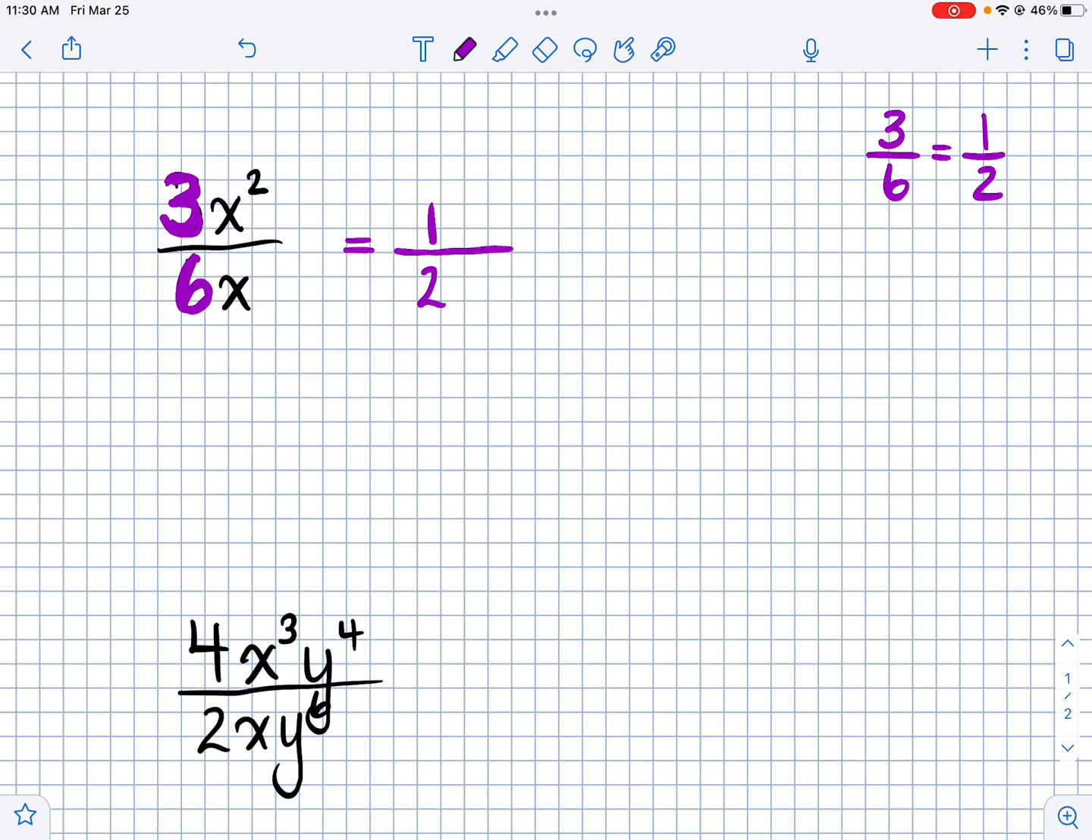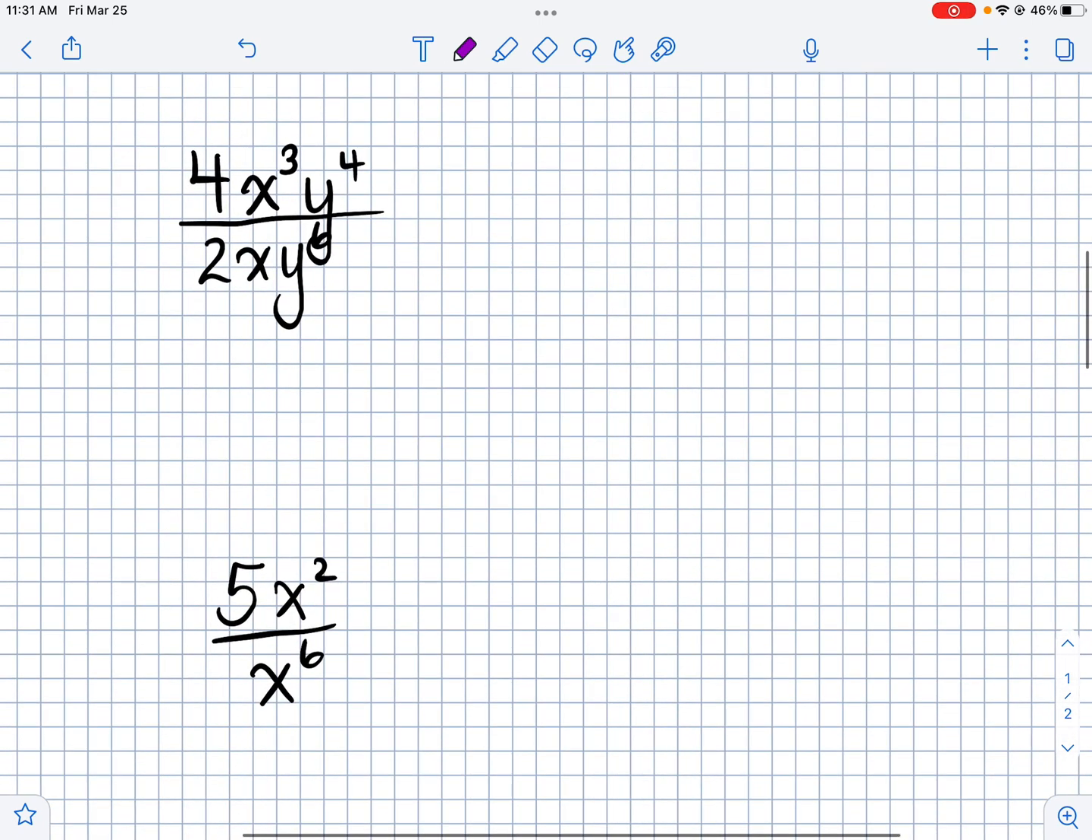I'll just write the 1 for now. And then my x's. I've got an x squared and an x. The only way to simplify those two things is using my exponent laws for division. This one actually has a little exponent 1 on it that we don't write. So when I subtract my exponents, 2 take away 1 would be 1. I'm just left with an x to the power of 1 in the numerator. So actually this could just be written as x over 2, or you could write it as a half x, same thing.